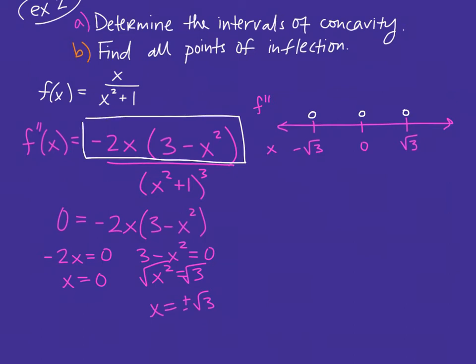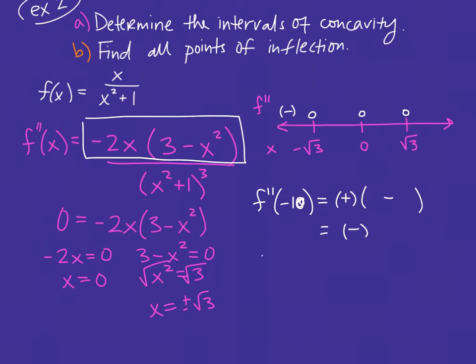When we do that, let's plug in a number to the left of negative root 3. Let's plug in a number like negative 10 because it's very far negative. So if we plug in negative 10 just to that numerator portion of f double prime, we'll have a positive out front, and then inside our parentheses, we'll have 3 minus 100, and that's negative. So this would end up being a positive times a negative, which is a negative.